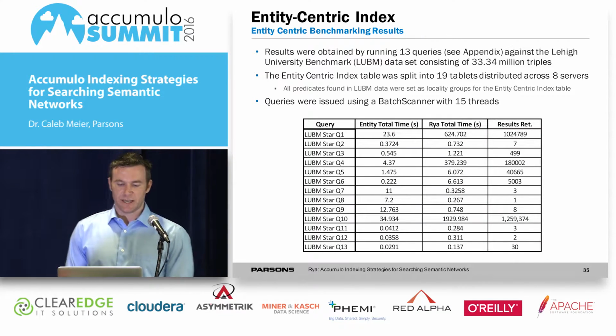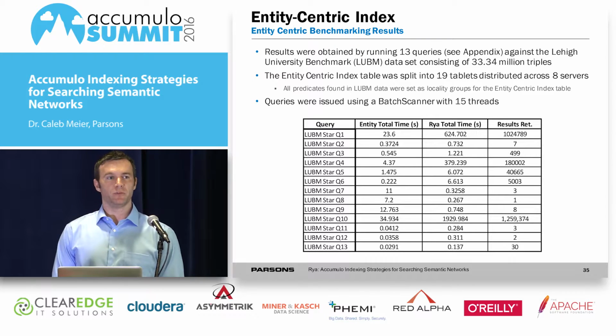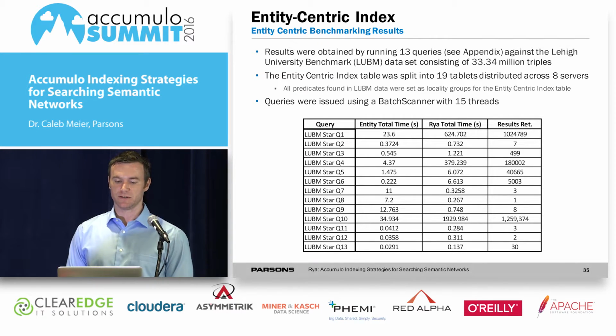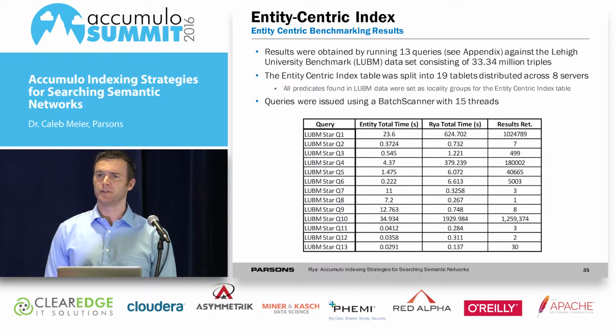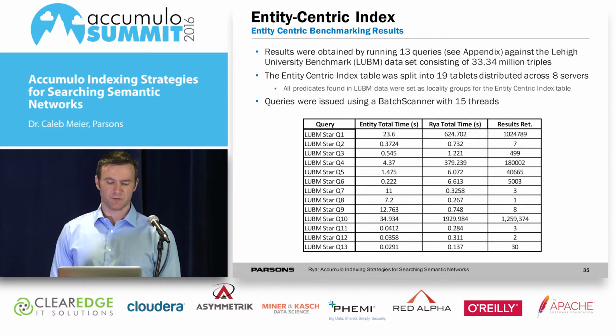This slide indicates some of the boost in performance you can get from using our entity-centric index. Here we ran 13 queries against the Lehigh University benchmark data set, which consists of about 33 million triples. These 13 queries were queries that we made up. They aren't to be confused with the Lubbock benchmark queries. They're star queries which have the entity-centric form that I've described. And as you can see, with the exception of a few cases, you pretty much get a significant boost in performance across the board, except for in the middle there.